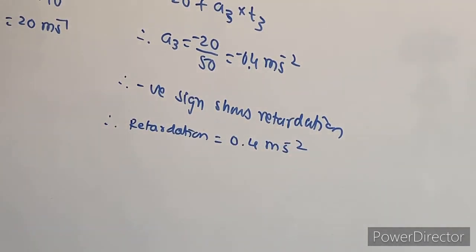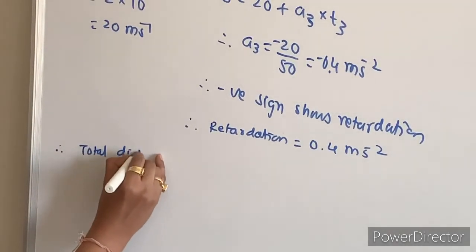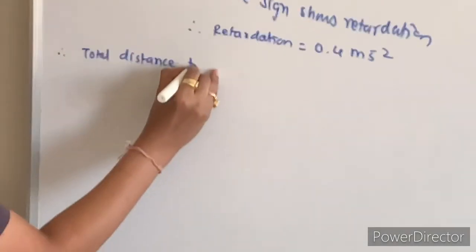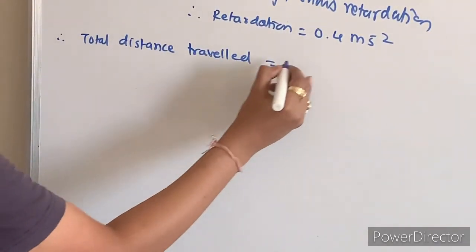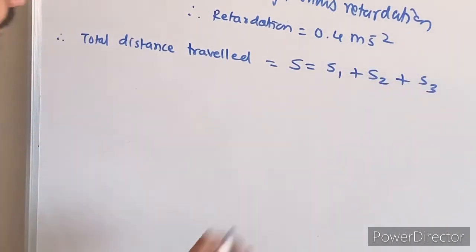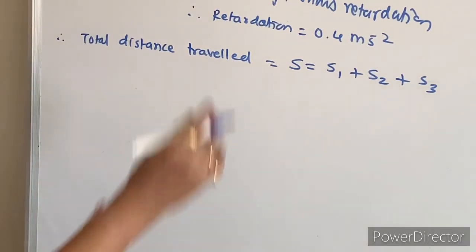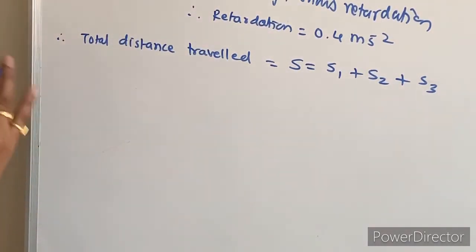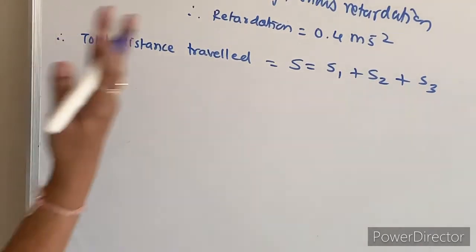Now what they want here, find the total distance traveled. So we write here, therefore total distance traveled is S is equal to S1 plus S2 plus S3. So S1 is the distance traveled in the first 10 seconds, S2 is the distance traveled in 200 seconds and S3 is the distance traveled in the last 50 seconds.